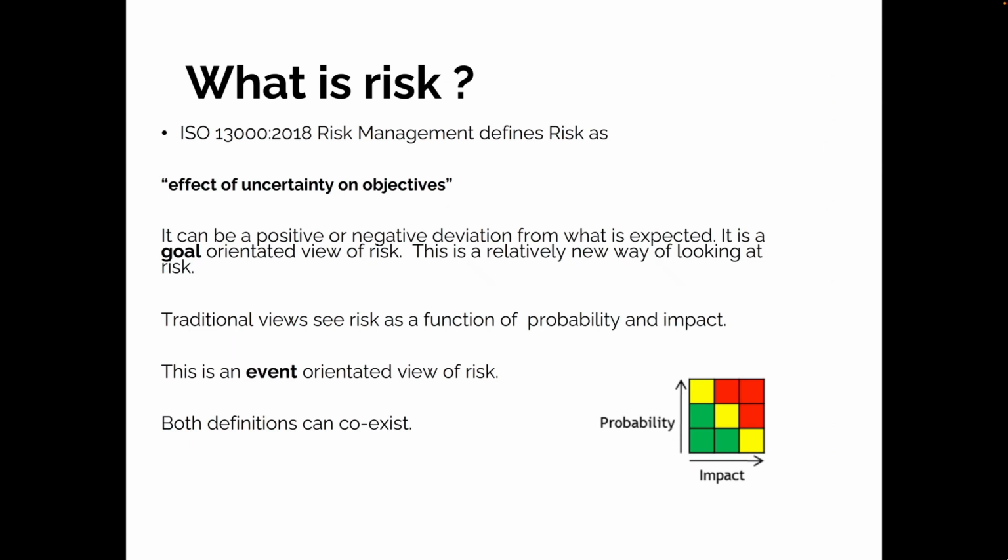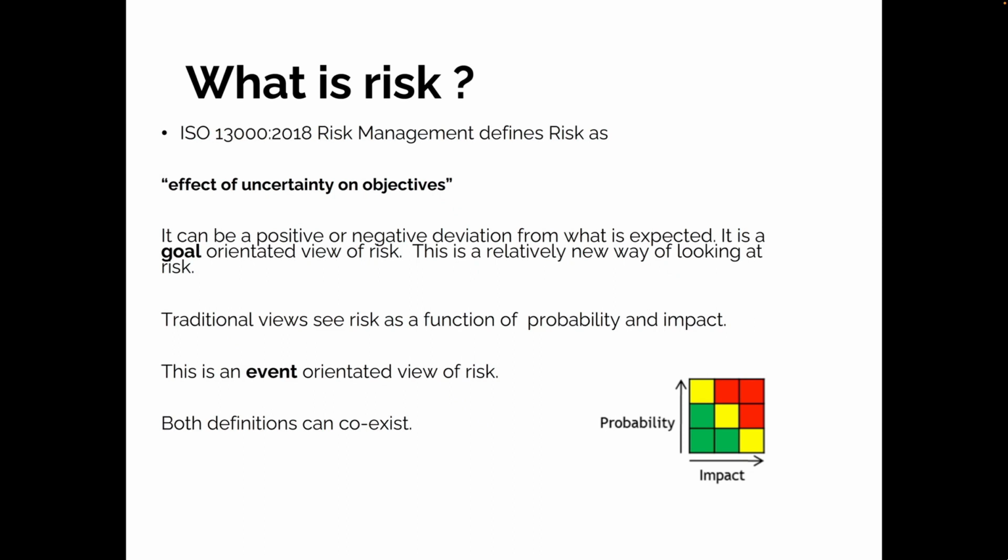And it can be a positive or negative deviation from what you're expecting. And it's a very goal-orientated view of risk. So this is a relatively new way of looking at risk. Very often when you talk about risk, you automatically assume it's going to be a bad thing, a negative thing, but it doesn't have to be. At its fundamental level, it's an uncertainty on objectives. You don't know what you're going to get.